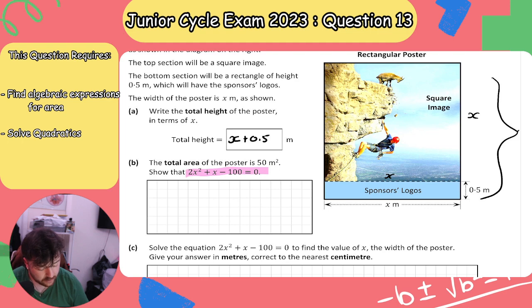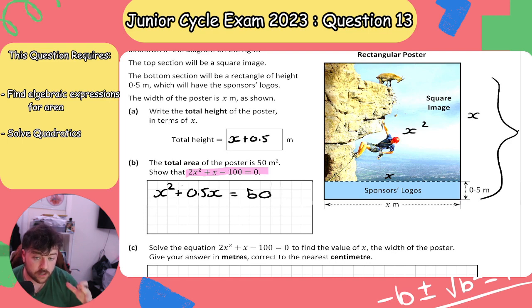So what we do is we're going to find expressions for the area here. So I know the square part, the area is length by width. That's just going to be x squared, isn't it? So x squared plus... Then the area for the rectangle here is going to be x times 0.5 meters. So it'd be 0.5x. And that is going to equal 50 meters squared. Right? That's going to equal 50 because the whole poster is equal to 50 meters squared.